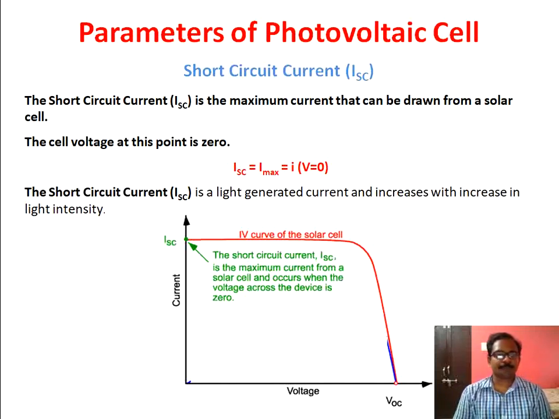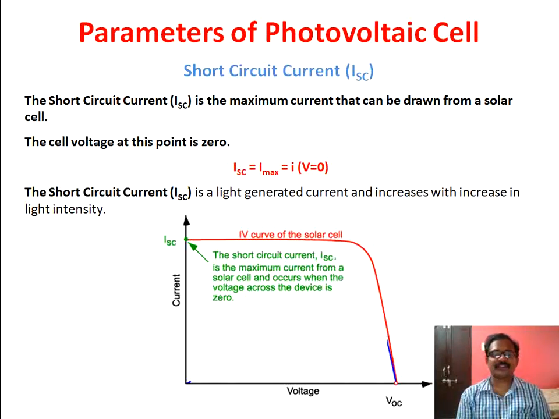In this video, let's discuss the parameters of a photovoltaic cell. That is, number 1, short circuit current, number 2, open circuit voltage, and number 3, maximum power point, MPP. These are the 3 parameters of a photovoltaic cell. Now, the first thing, short circuit current.